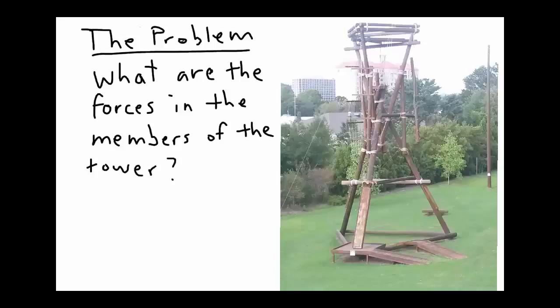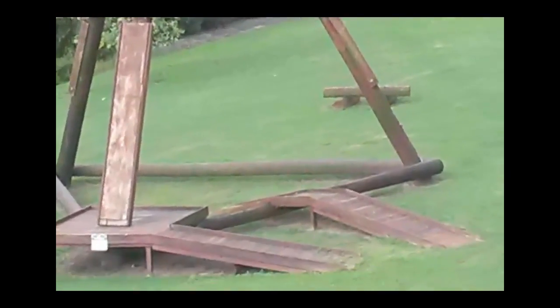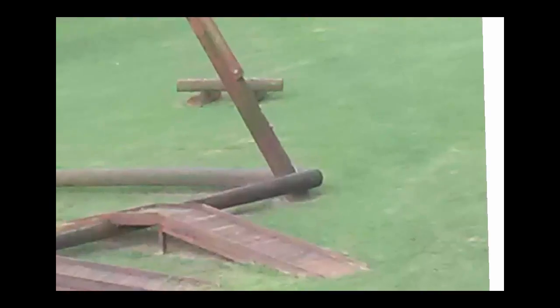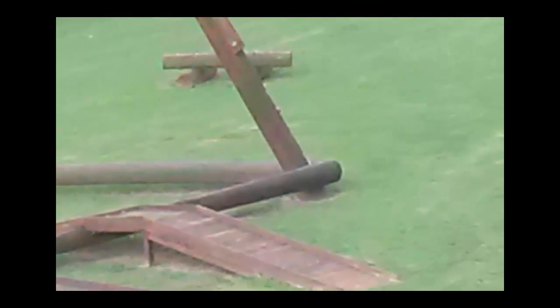That's a pretty complicated problem, and so I'm going to make things a little bit simpler by asking my students to just look at one joint and figure out what are the forces in the three members at that one joint. The member that's coming down that's supporting the tower, and these two cross members that tie the three legs of the tower together. So if we're just looking at one joint, I have three members to consider.